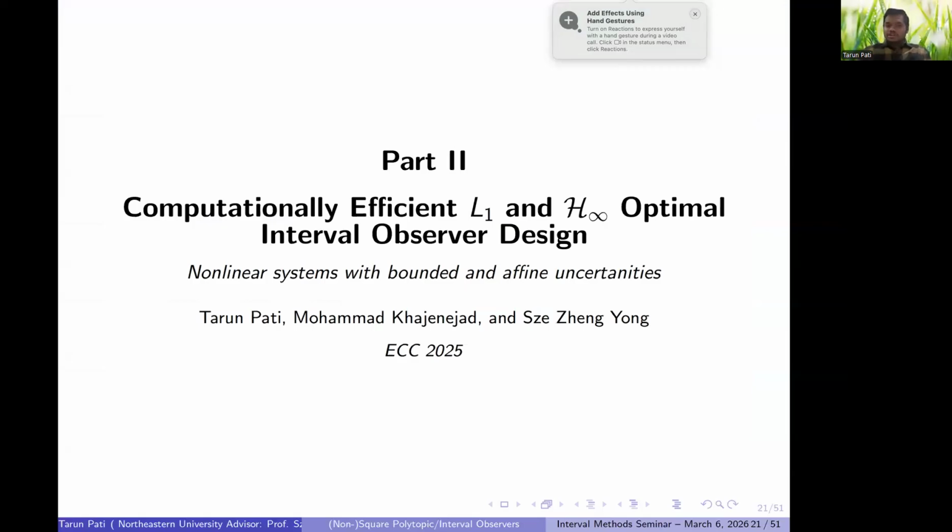Now that I've finished with the first part, where we showed that for all detectable continuous and discrete time systems, we can construct an interval observer, the second part of this talk is going to focus on computation of efficient L1 and H infinity interval observer design for nonlinear systems under bounded uncertainty.